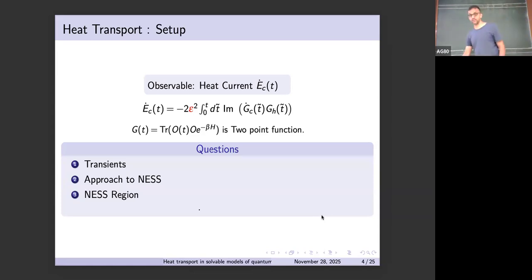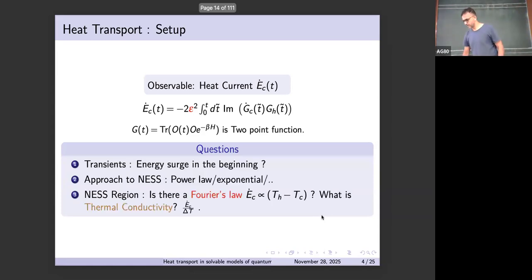And I will not be interested in the thermalization. Well, I can't compute it in this particular case. So the sharper question is this: can we show that there is an energy surge in the beginning? When I say there is an approach to this non-equilibrium steady state, how is it? Is it exponential or power law? That kind of question I can ask.